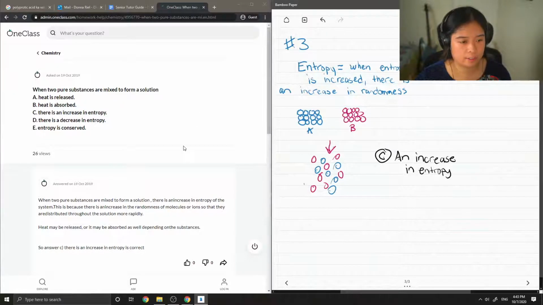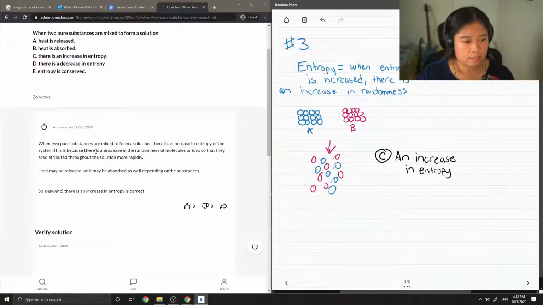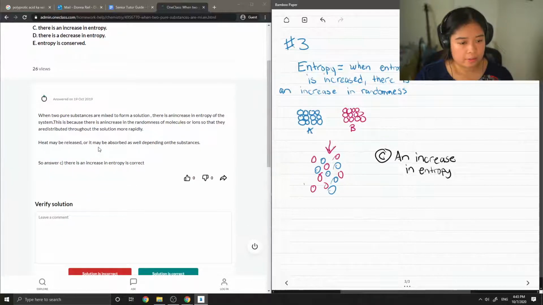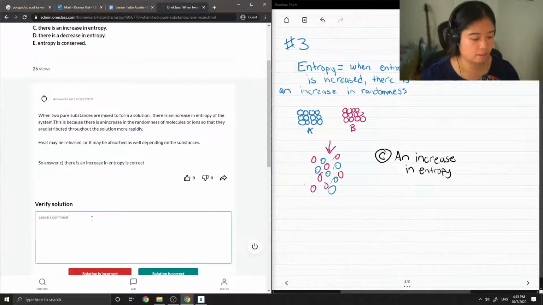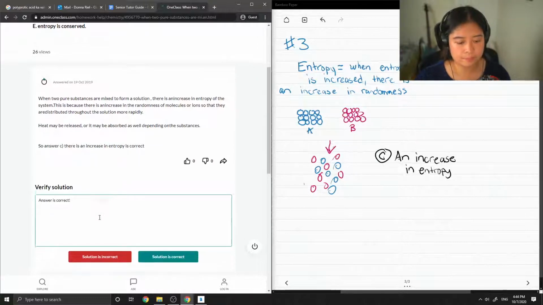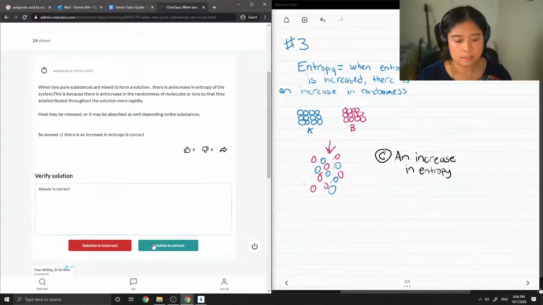Let me just verify the solution down here. So again, when 2 pure substances are mixed to form a solution, there is an increase in entropy of the system. This is because there is an increase in the randomness of molecules or ions, as they are distributed throughout the solution more rapidly. Heat may be released or it may be absorbed as well, depending on the substances. Answer is C, there is an increase in entropy. This answer is correct. And just say solution is correct.